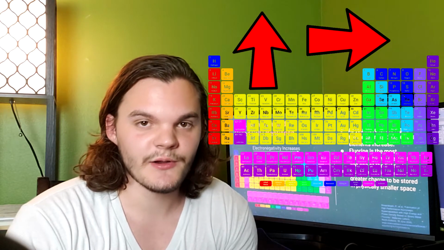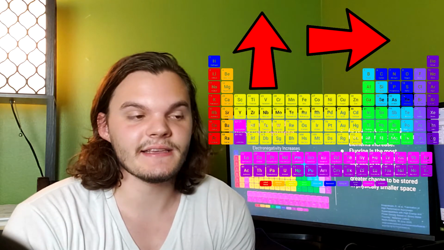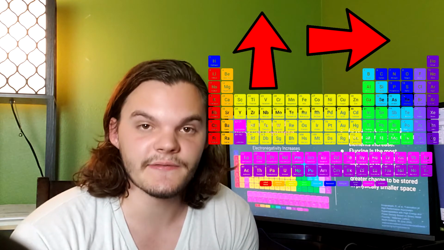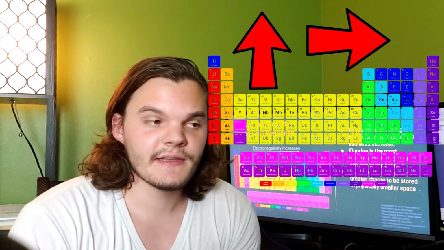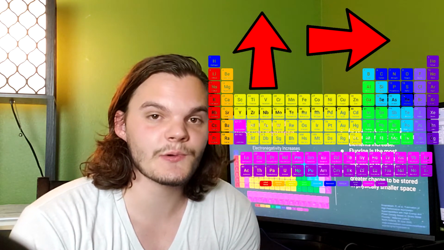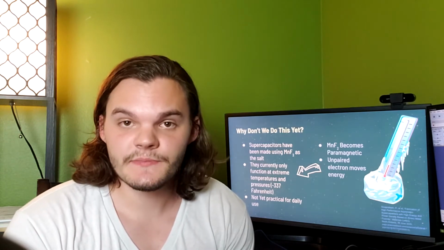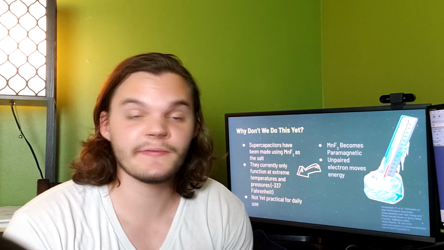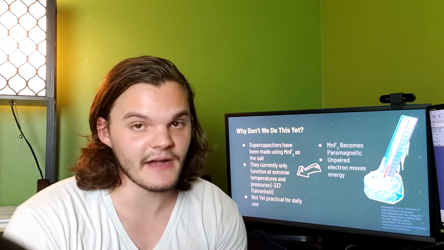As you can see on the slide, as you move up and to the right of the periodic table, we see an increase in electronegativity. Electronegativity is the amount of energy stored within an individual atom per unit space. So if we move up and to the right, you can see an increase in the amount of energy stored within a single atom.